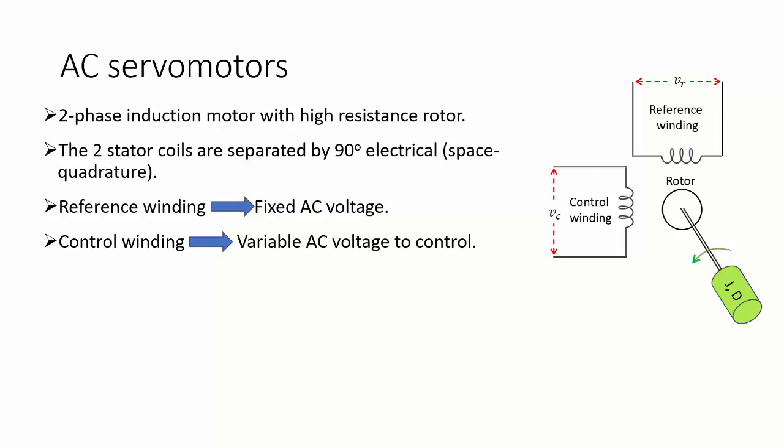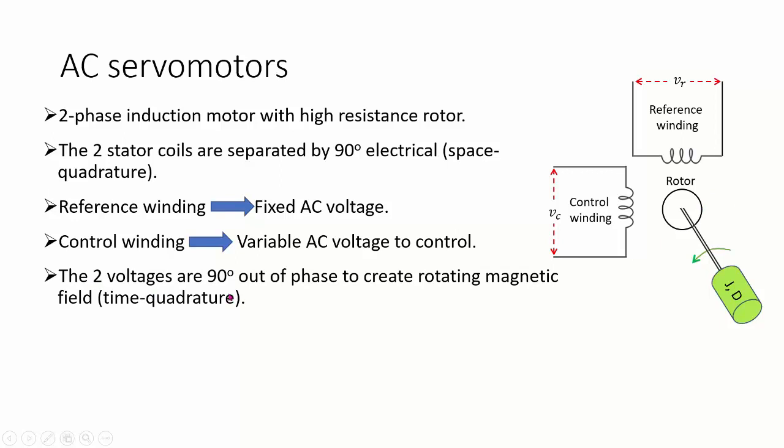While the control winding has a variable AC voltage, and that depends upon how you're going to control the rotor. So for the purpose of controlling the rotor, the voltage at the control winding will be changed. The amplitude of this voltage will be changed according to the requirement of control of the load. And these two voltages, the voltage fed at the reference winding and at the control side, will be 90 degrees out of phase to create a rotating magnetic field, and this is the principal requirement for rotating your load.